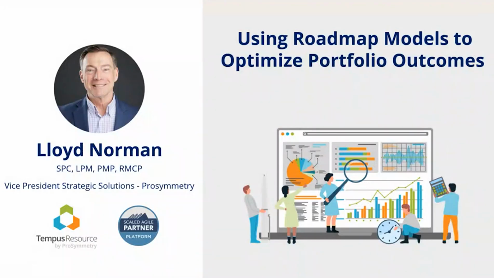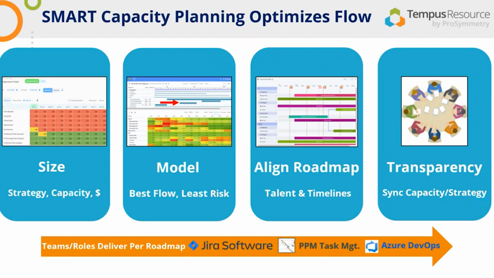Today, we're going to be talking about using roadmap models to optimize portfolio outcomes. This is actually the fourth in a series of videos I've been producing talking about smart capacity planning and how to use that to optimize your portfolio, in particular for running hybrid portfolios. This is actually true for any methodology.